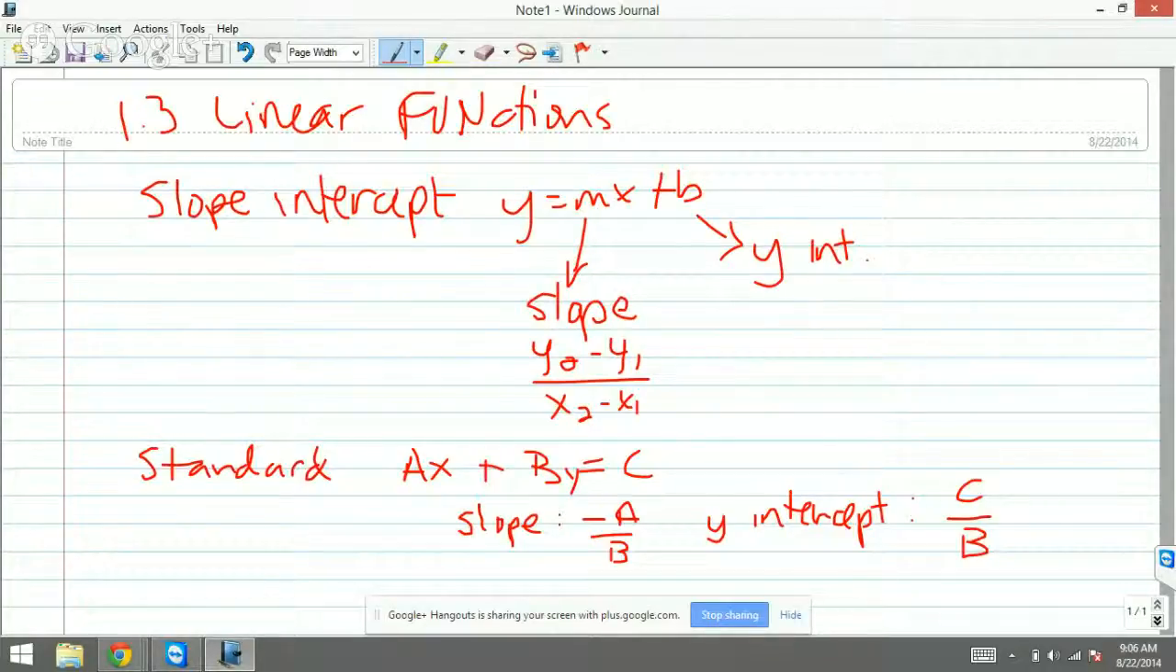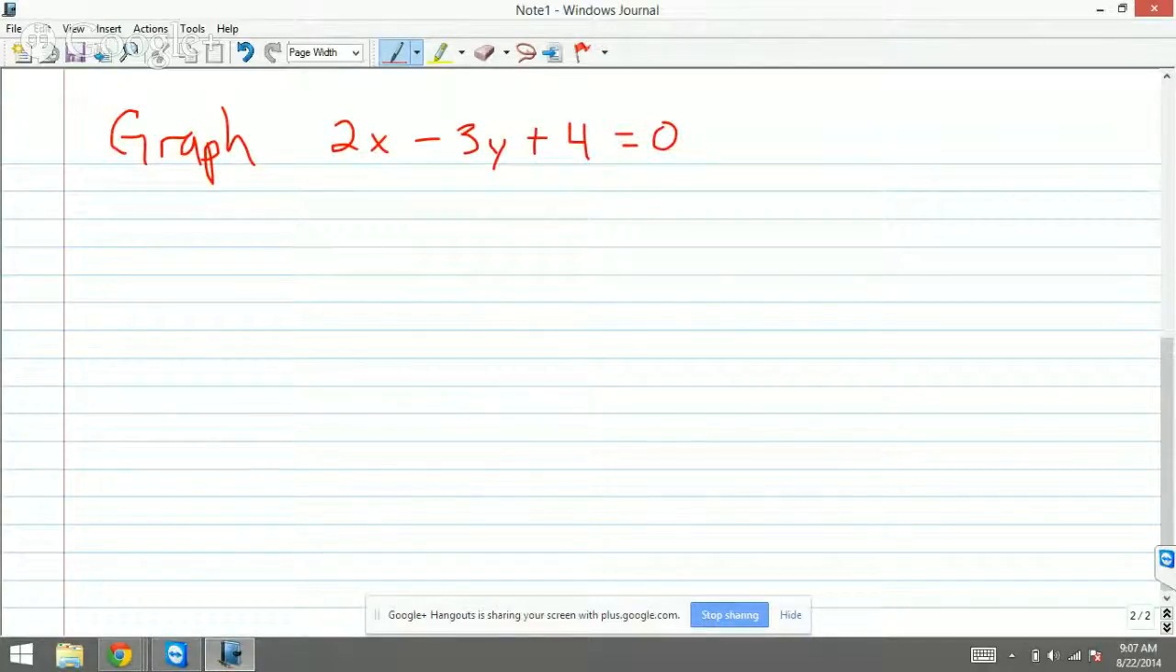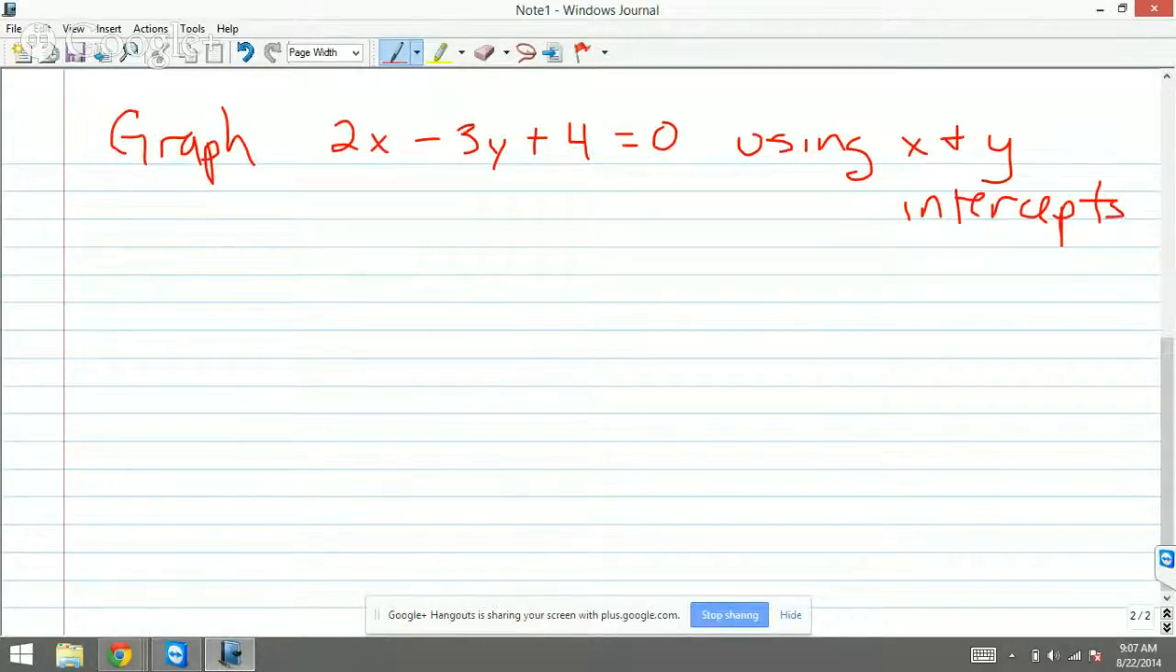Do I need to show you a graphing example for either of those? Okay, I'm going to show you one that's a little bit harder. This is another way to graph. I think I've shown it to you, but it's very useful to know how to find X and Y intercepts because in real world problems they mean a lot.